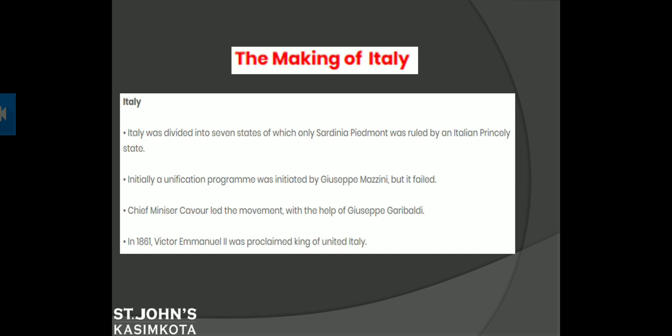Now, the making of Italy. Italy was divided into seven states, of which only Sardinia-Piedmont was ruled by an Italian princely state. Initially, a unification program was initiated by Giuseppe Mazzini, but it failed. Chief Minister Cavour led the movement with the help of Giuseppe Garibaldi. In 1861, Victor Emmanuel II was proclaimed King of United Italy.